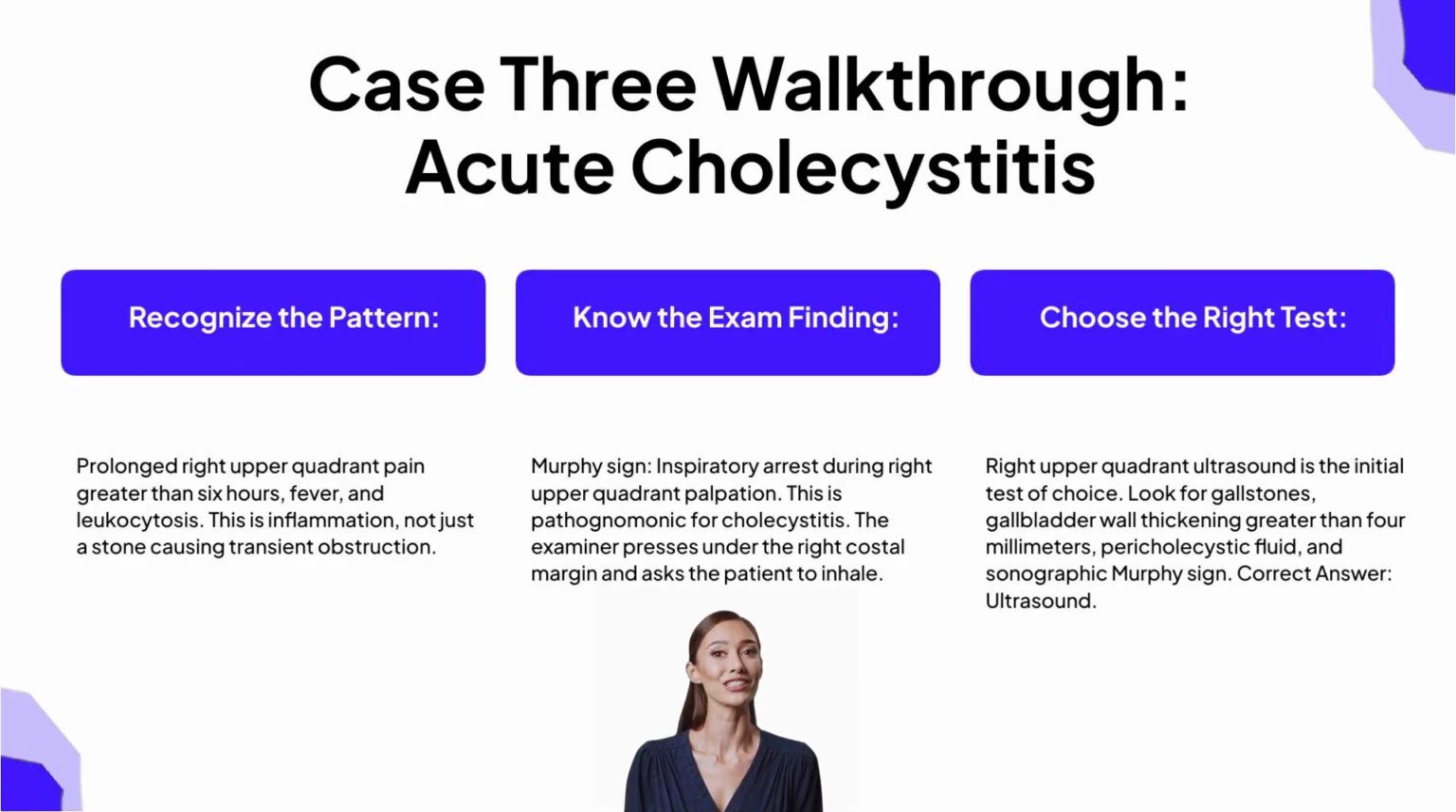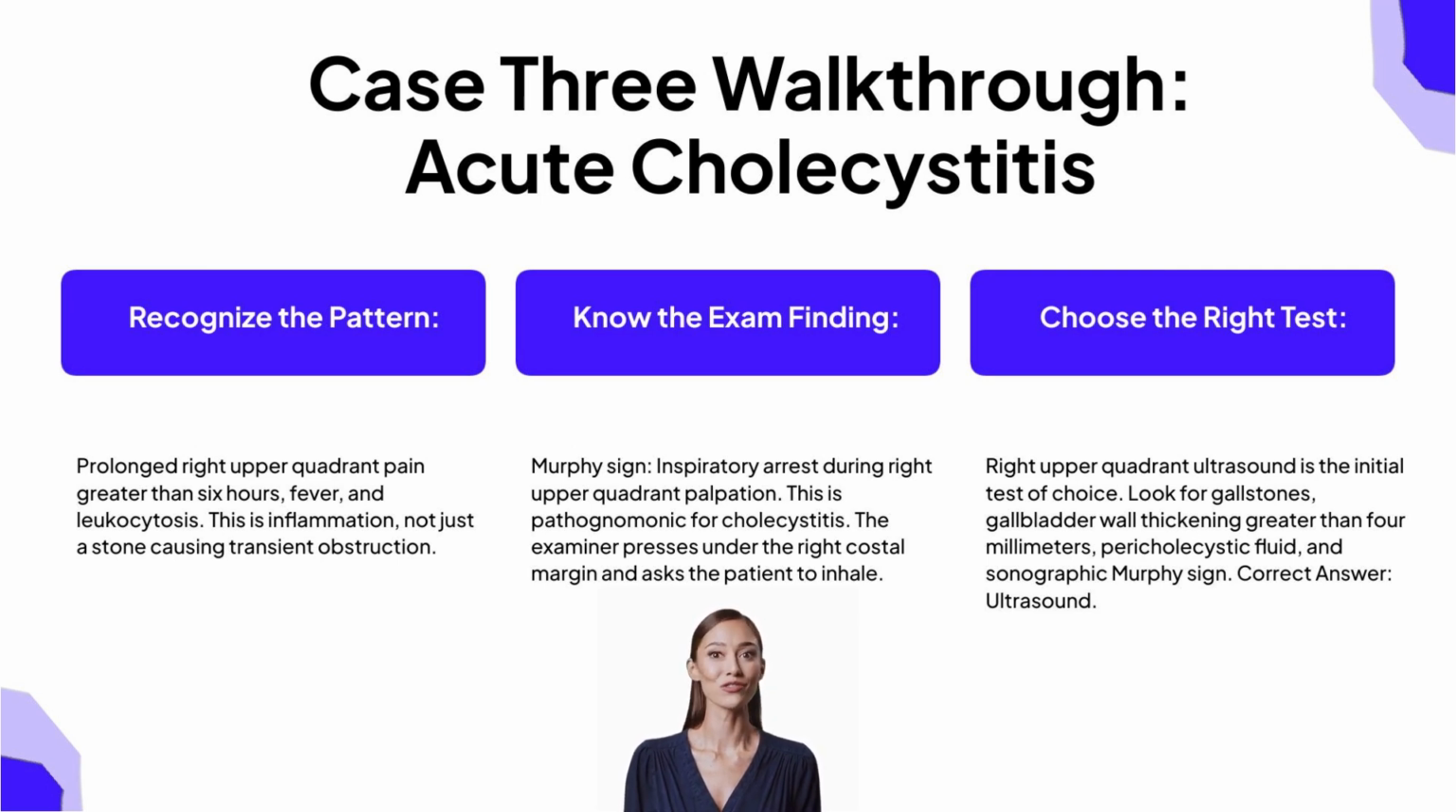This is acute cholecystitis. The pattern is prolonged right upper quadrant pain greater than 6 hours, fever, and leukocytosis. This is inflammation, not just a stone causing transient obstruction. The exam finding described is Murphy sign, which is inspiratory arrest during right upper quadrant palpation. This is pathognomonic for cholecystitis.